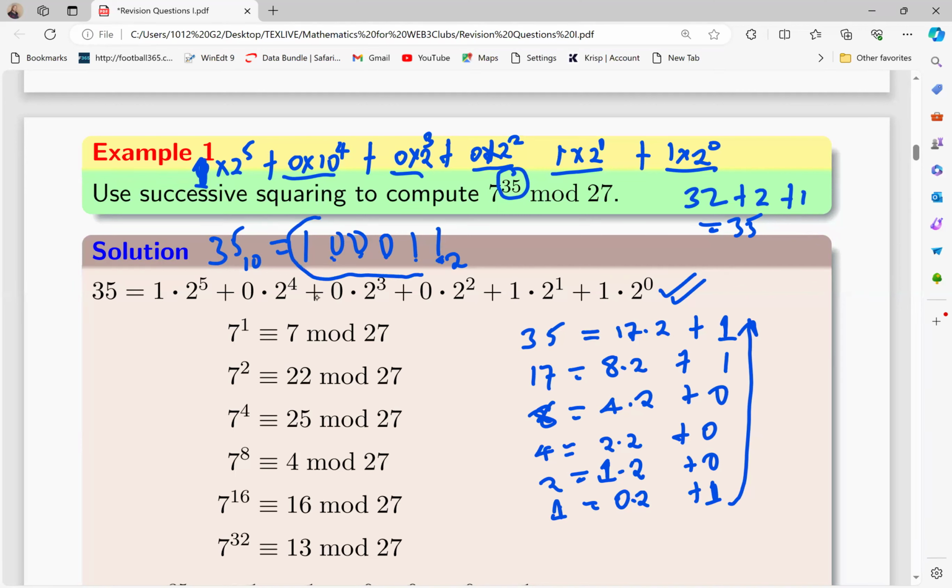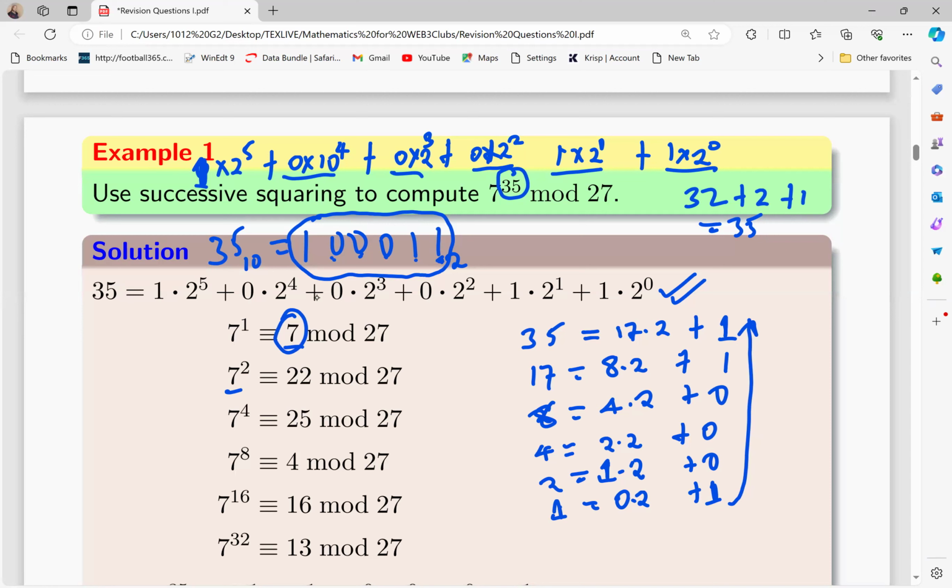What is important for our calculation, therefore, is this part. This part is very important for our calculation, and I want us to see how important this part is. So after converting this number to binary, I now begin squaring. I find 7 raised to 1. 7 raised to 1 is just 7. Is that okay? And then what about 7 raised to 2? 7 raised to 2 is the same as squaring this.